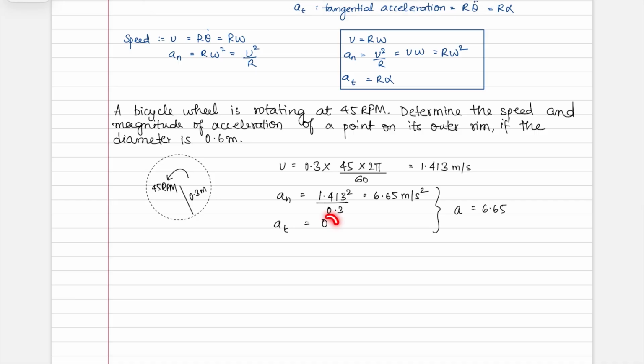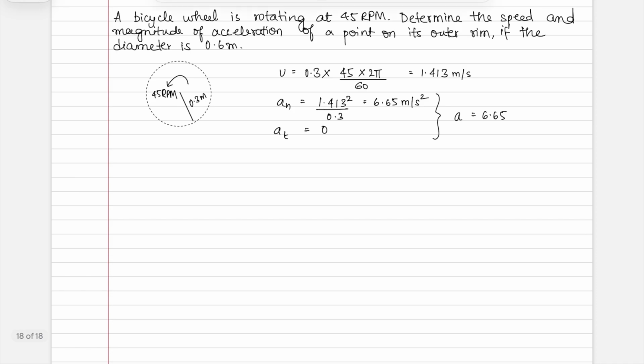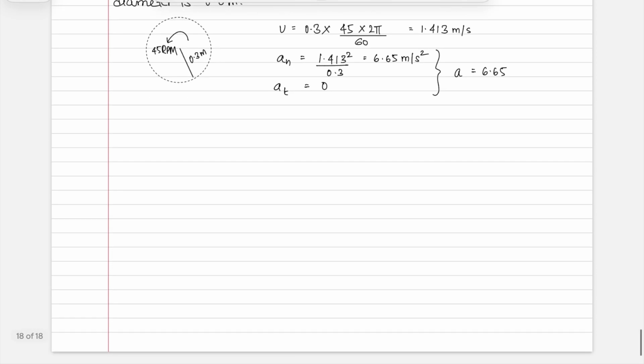If instead you had some tangential acceleration of, let's say, 2, then you would have a is equal to root over 6.65 whole square plus 2 squared, whole under root. Okay, keep that in mind. With that, let's do a more interesting question. I'm actually going to pause and then create the question myself.